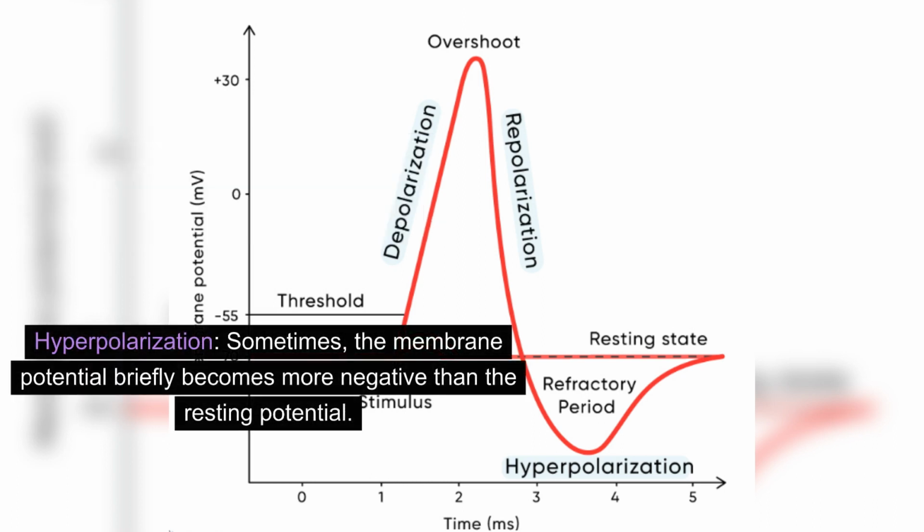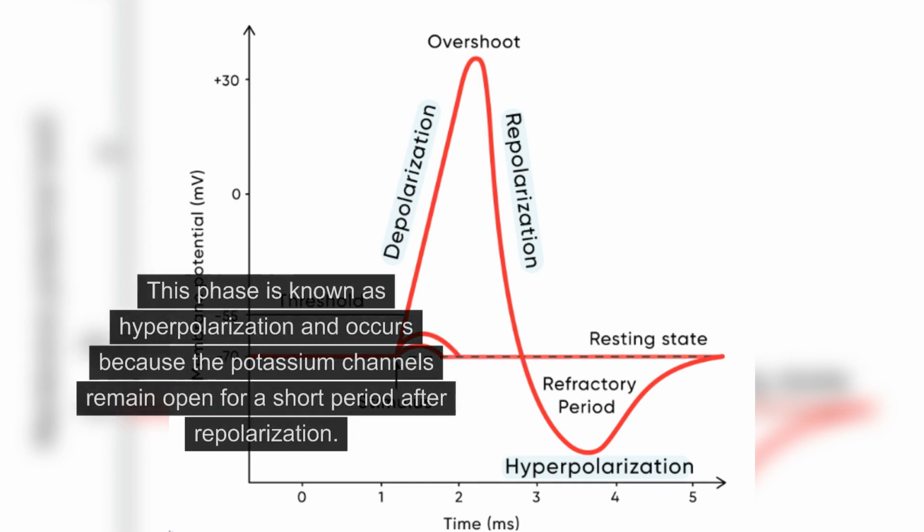Hyperpolarization. Sometimes the membrane potential briefly becomes more negative than the resting potential. This phase is known as hyperpolarization and occurs because the potassium channels remain open for a short period after repolarization.